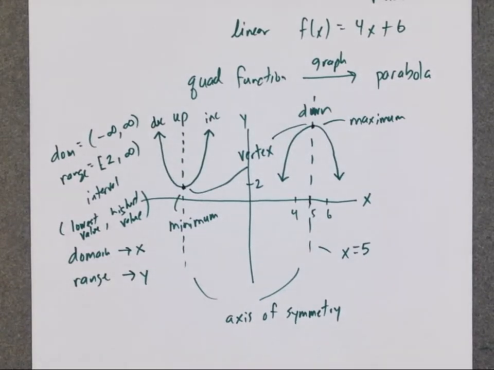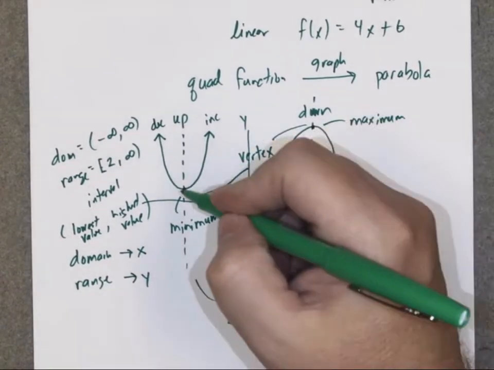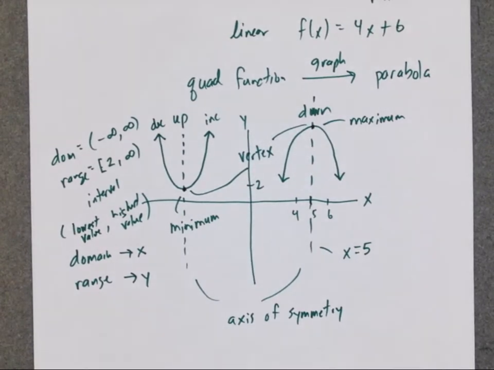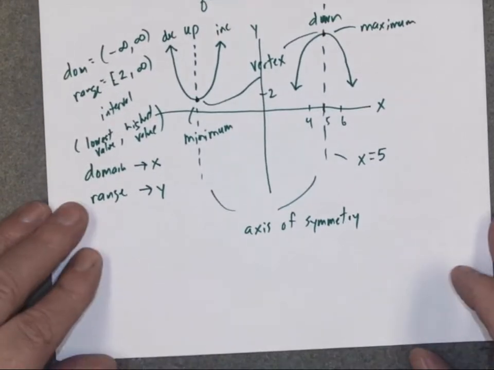Now one last thing, not one last thing, but a very important thing is, if you're ever given a quadratic equation, it's very easy to graph a quadratic equation. To make a rough sketch, you only need 2 things. And this is another important idea about quadratic equations and graphing.